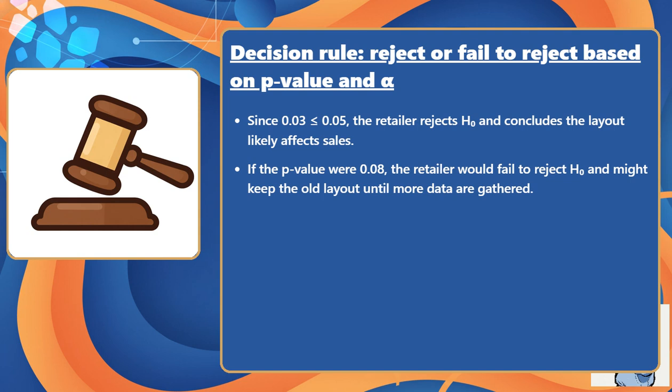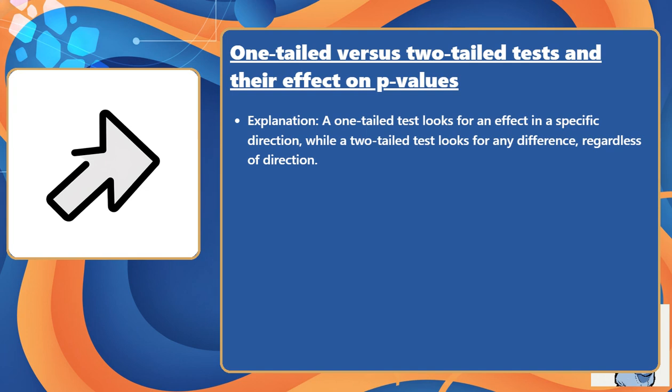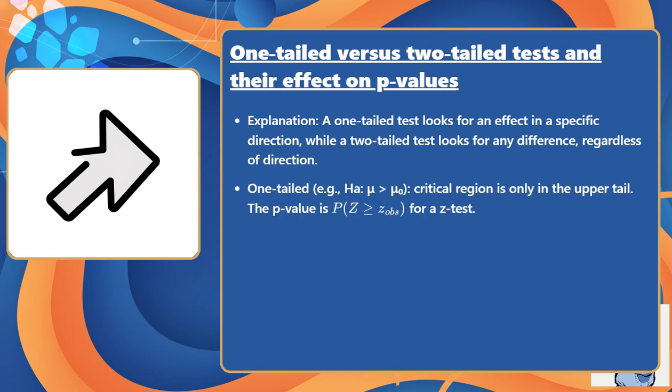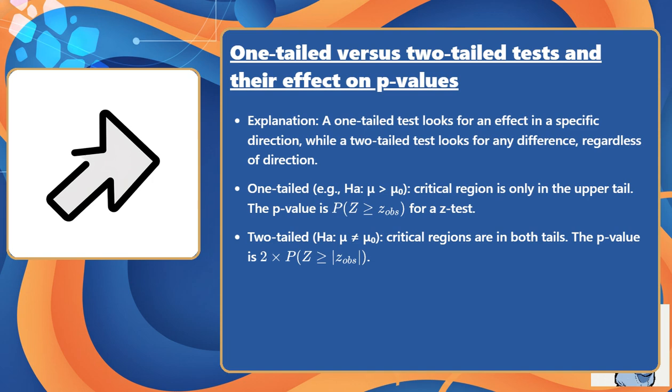data are gathered. Explanation: a one-tailed test looks for an effect in a specific direction, while a two-tailed test looks for any difference regardless of direction. One-tailed, for example, H1: mu greater than mu0. Critical region is only in the upper tail. The p-value is P(Z greater than or equal to z sub obs) for a z-test. Two-tailed, for example, H1: mu not equal to mu0.